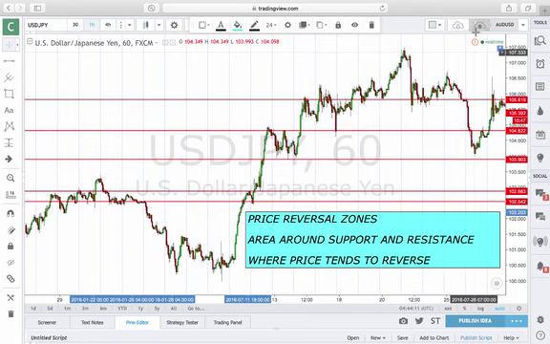a couple key things. What price reversal zones are is an area around support and resistance where price tends to reverse. So obviously you guys have already gone through the support and resistance video, but adding on to that, I want to give you guys a visual reference, a visual tool to help you when it comes to seeing what really is going on within the markets so we can understand market structure.